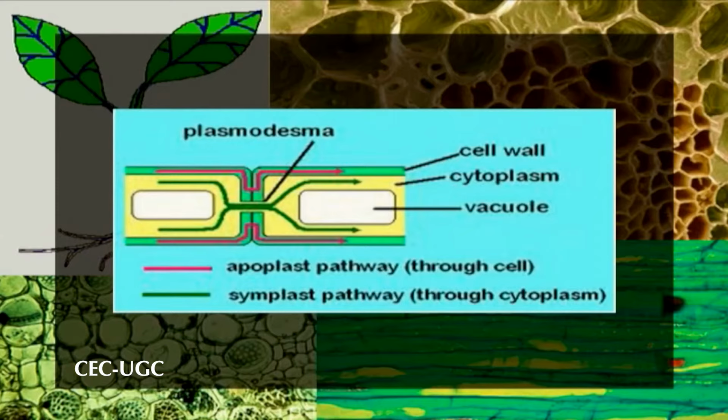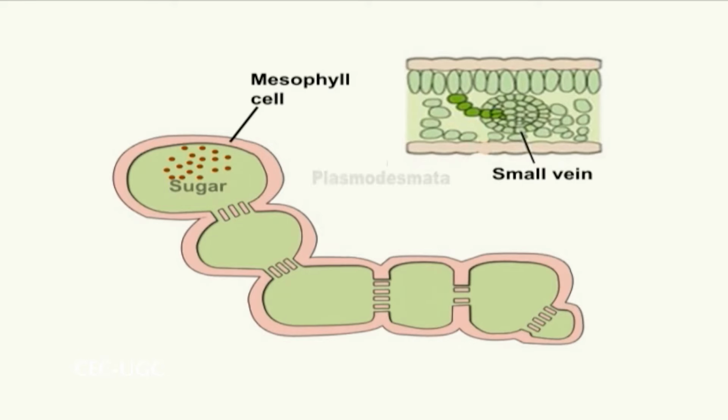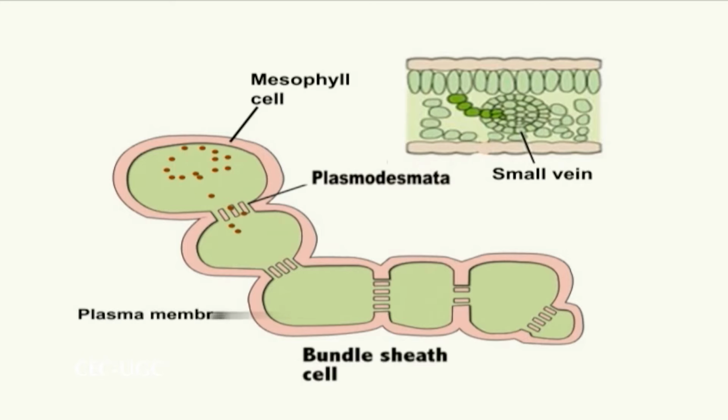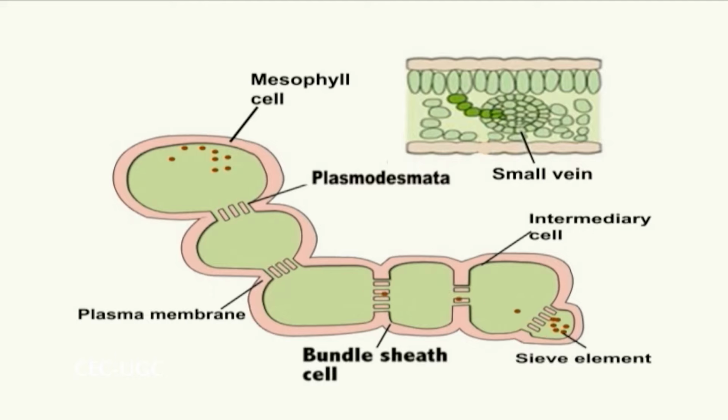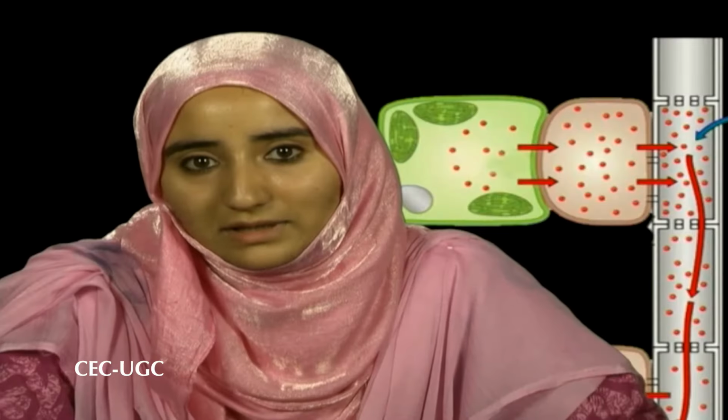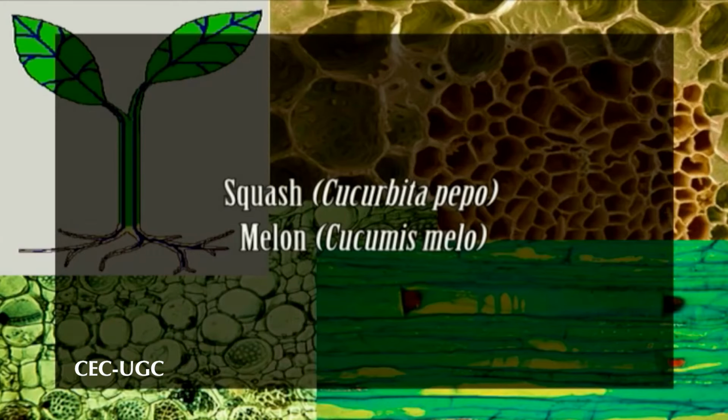The initial short-distance transport is always symplastic. However, sugars enter through the symplast to the sieve elements via the plasmodesmata, or they might enter the apoplast prior to phloem loading. The symplastic pathway is present in species that have intermediary companion cells and that transport raffinose and stachyose in the phloem, in addition to sucrose. Examples are squash, that is Cucurbita pepo, and melon, Cucumis melo.